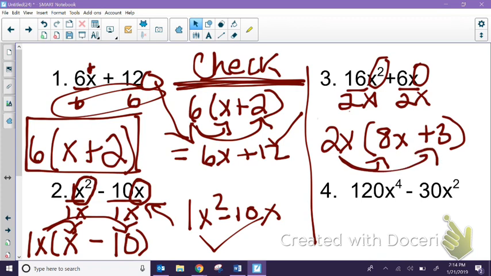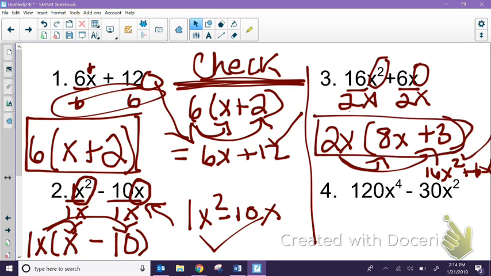Oh, how can I check? I don't know. Just multiply it back in there. Does that give me 16x squared? Oh, wow, it does. That makes so much sense. Yes, it works, you guys. We can always check our work.